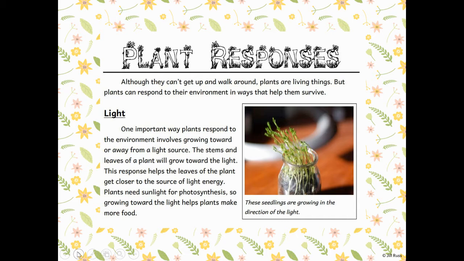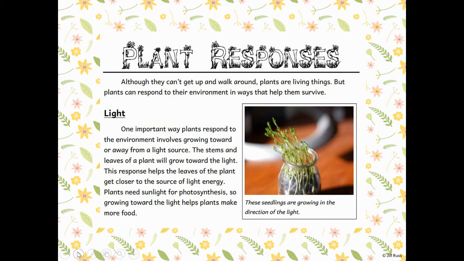Remember, plants need sunlight for photosynthesis. That's where they make their food. So growing toward the light helps plants make more food. Okay, so it's important for plants to grow towards their light in order to make their food through photosynthesis.